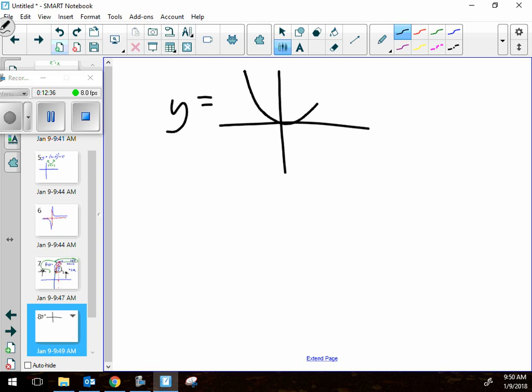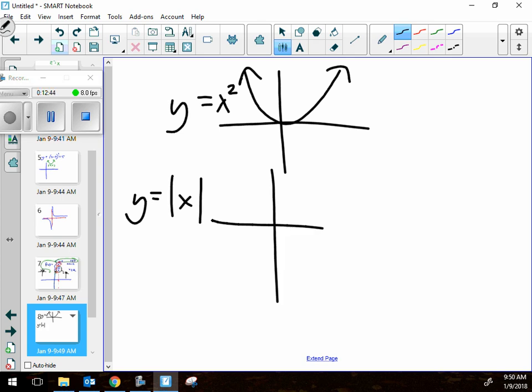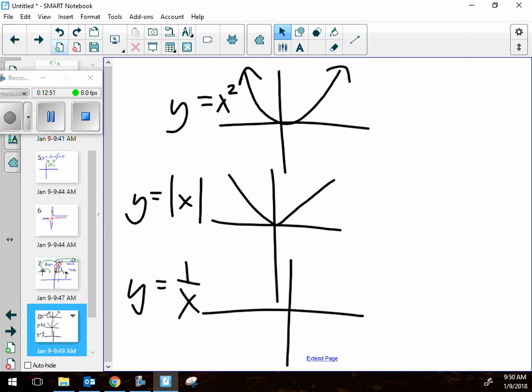How about this? Let's make a list of ones I would expect you to know coming in. X squared. You better know what that is. Absolute value of x. Better know what that is. 1 over x. Some of you aren't going to know what that is, but it's that guy. You need to make sure you include the asymptotes when you graph it. Okay, there are 12 parent functions. I won't expect you to know all of them yet, but that's 3 of them.